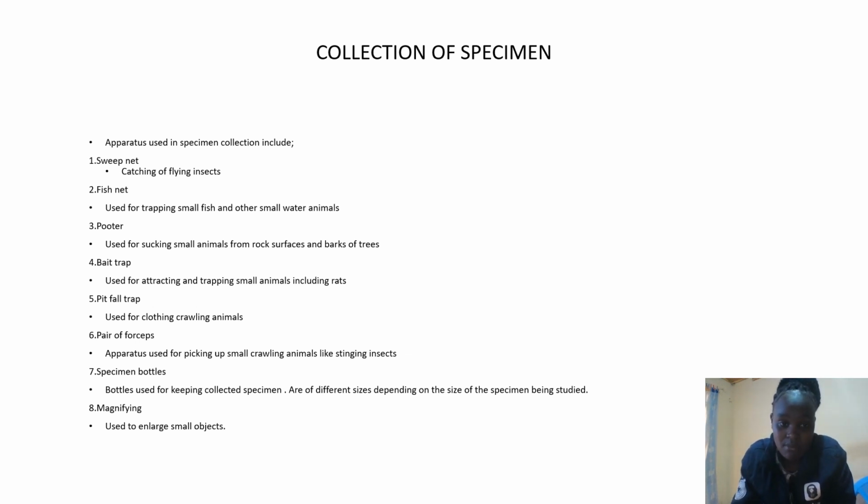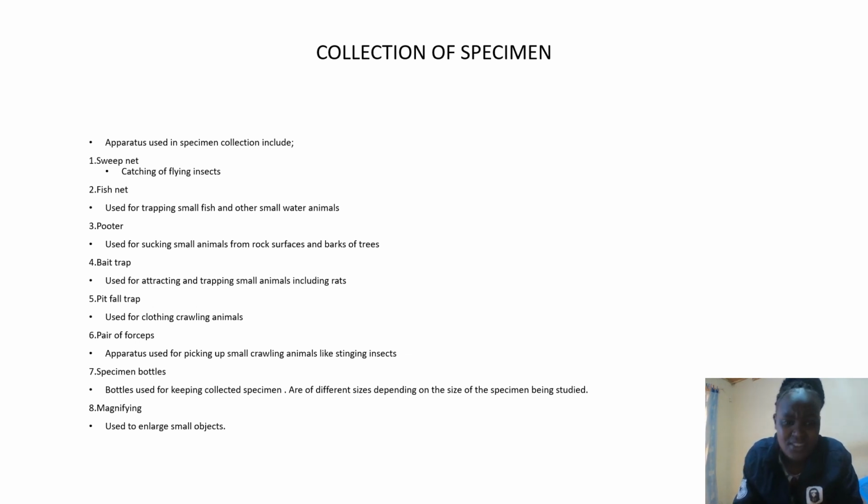Next, we have the specimen bottles. The specimen bottles are used for keeping collected specimens. For example, when you have collected your specimen, like rats or maybe bees, you cannot just place them in any other place, but you place them in specimen bottles, and the specimen bottles are of different sizes depending on the size of the specimen being studied. For example, a specimen bottle for rats cannot be the same as a specimen bottle for bees, because rats are larger than bees, so they require larger specimen bottles, while the bees require smaller ones.